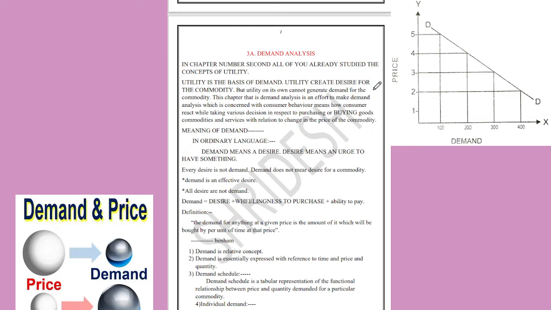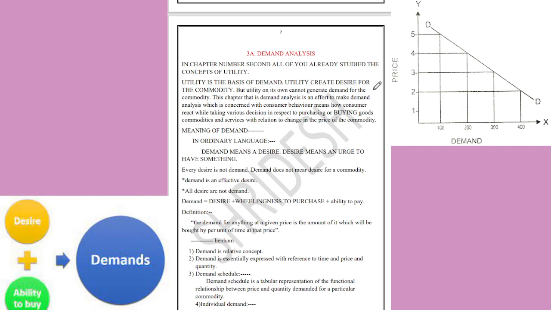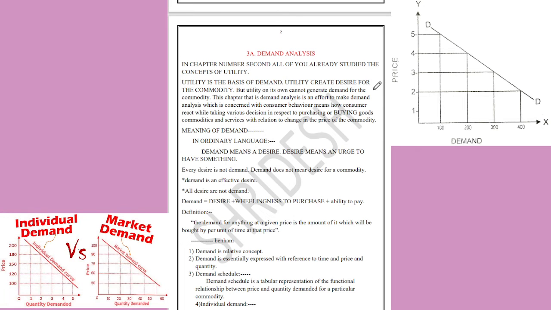So when we say there is a demand, there is a desire for the commodity, there is willingness to purchase the commodity, and ability to pay for the commodity also. And demand is relative, it expresses its relationship with time, price and quantity.